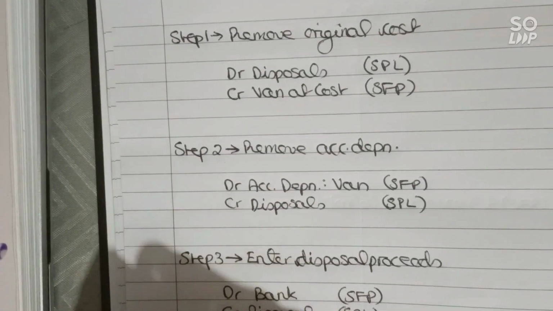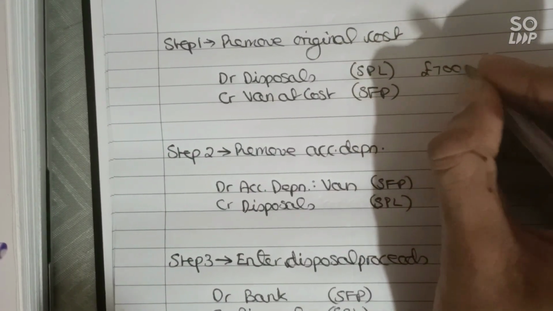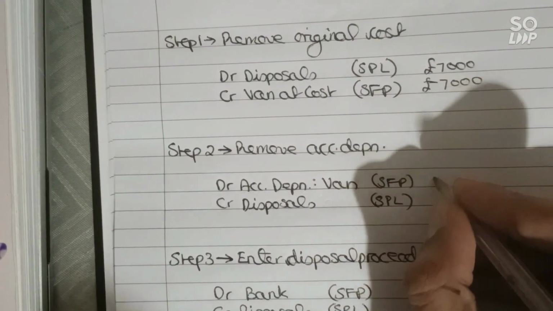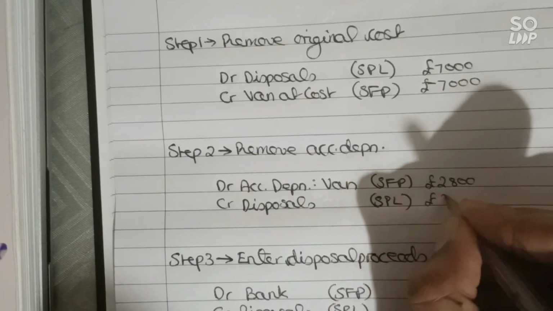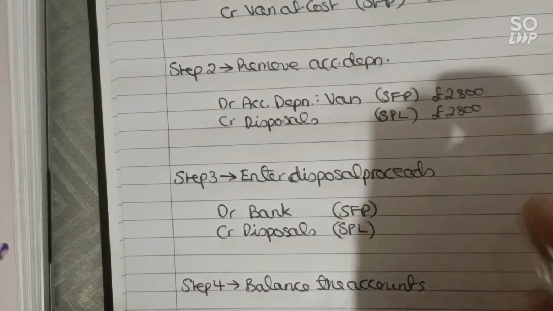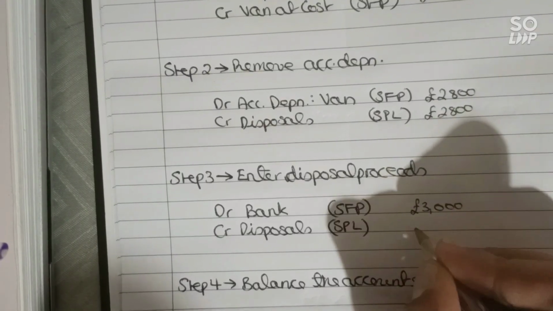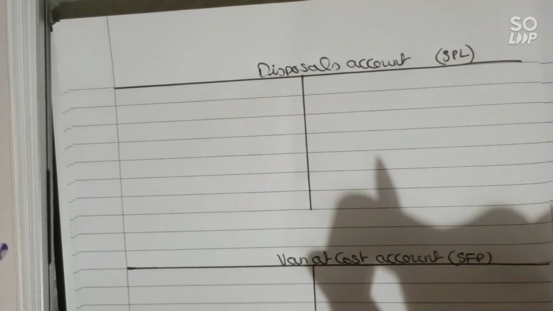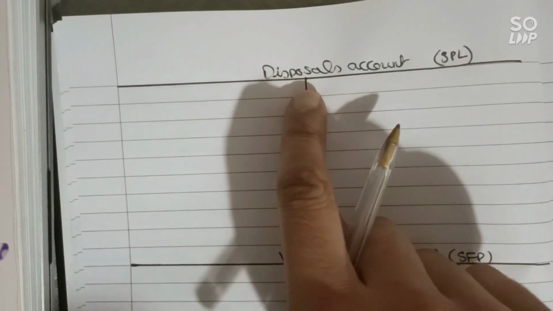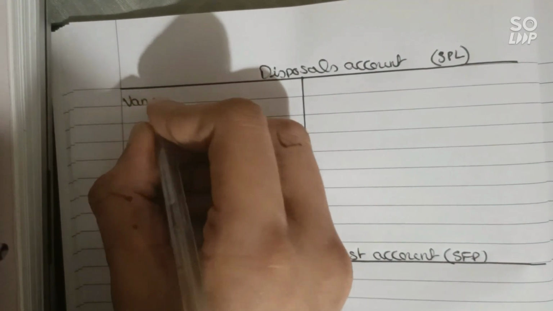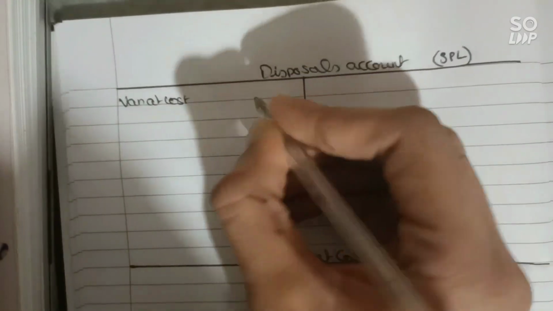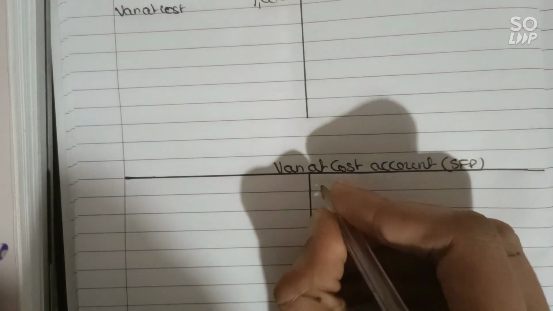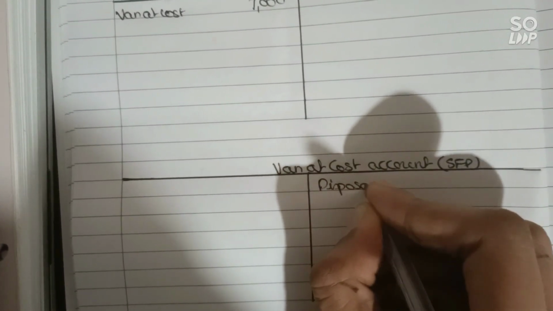So for our example, we had the original cost, which was £7,000. We had our accumulated depreciation, which was 2,800. And we had our disposal proceeds of 3,000. So step 1 is to remove the original cost of the asset, for which we have to debit the disposals account for £7,000, and we have to credit the van at cost account for 7,000.